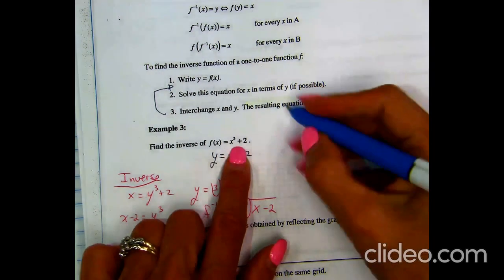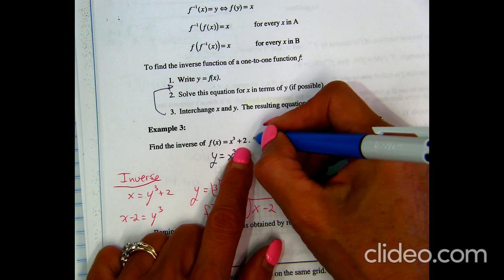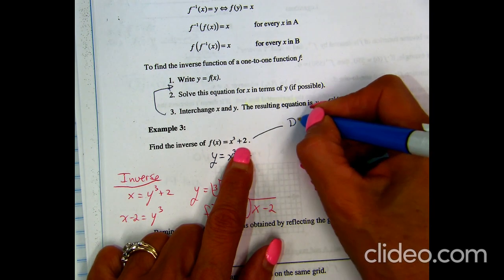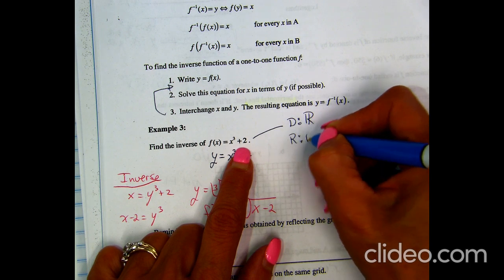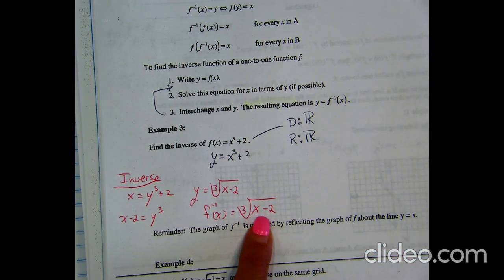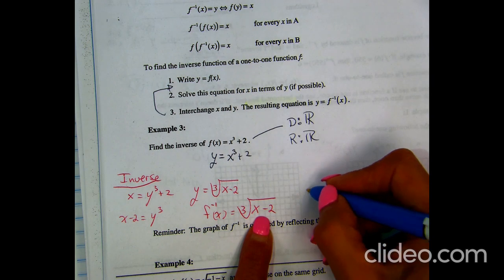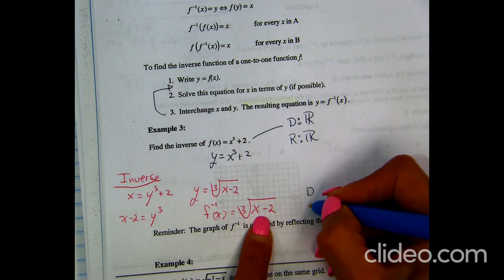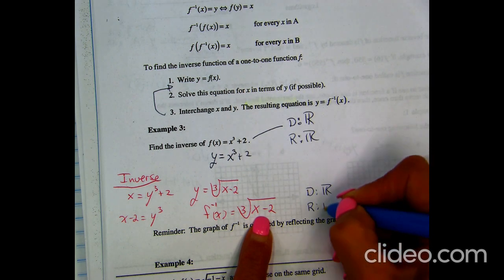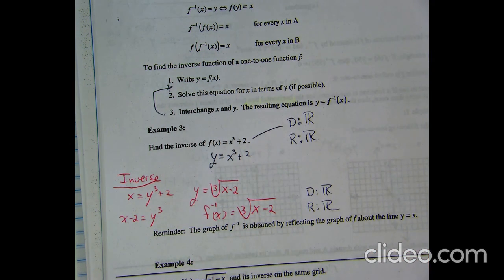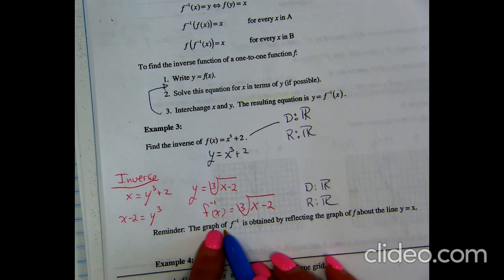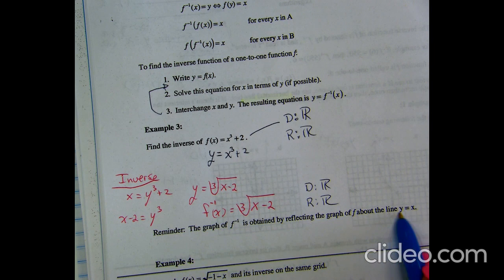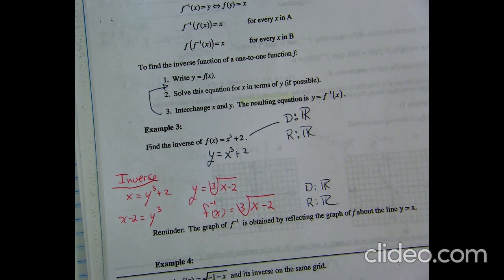Let's go back to the original function, this one right here. What's the domain for a cubic? And the range for a cubic? All reals. The inverse function, cube root, what's the domain? And the range? All reals. Right, you can take the cube root of a negative. Okay, graphically or visually, remember that when you're taking the inverse, you are reflecting it over the line y equals x.